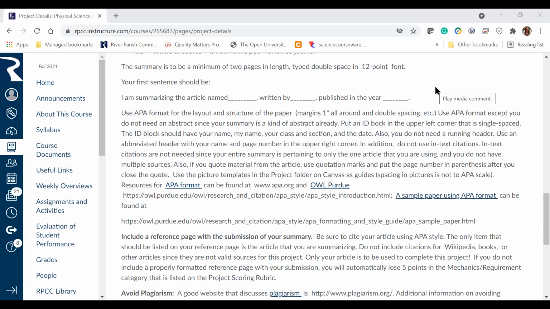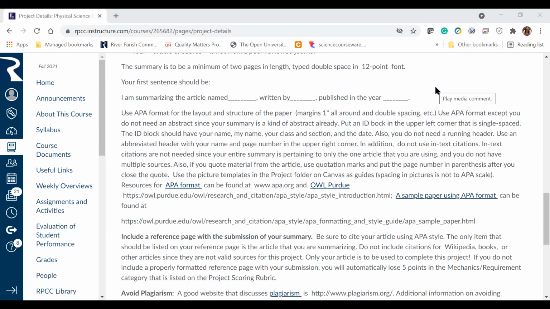And if you're quoting, the material is in quotation marks and you put the page number in parentheses after you close the quote. Are there any questions on that? And I'm taking that directly from the project details.